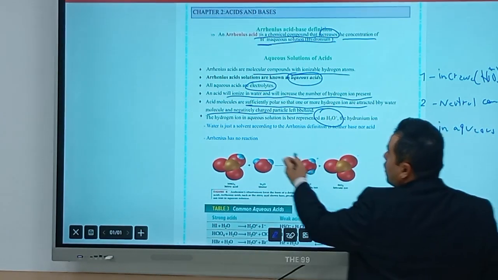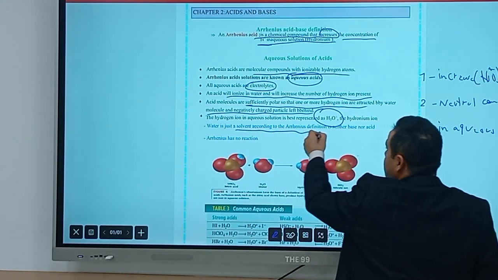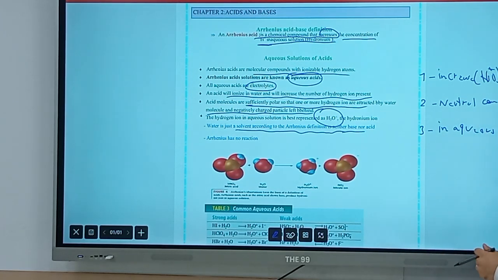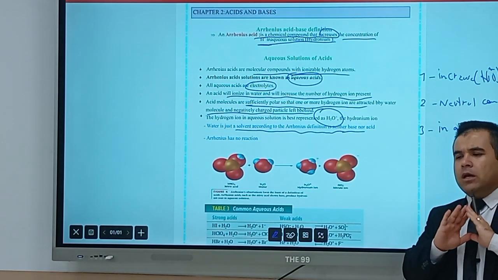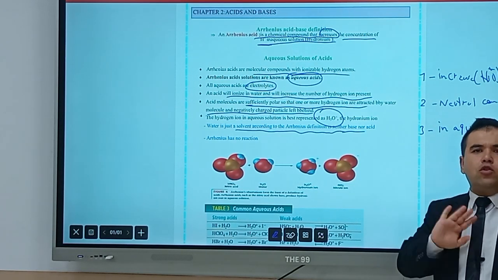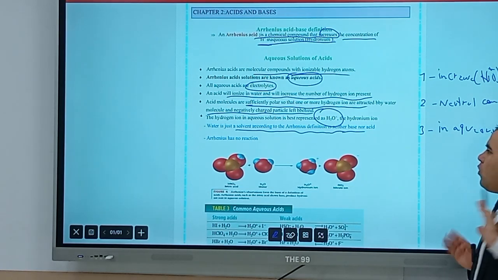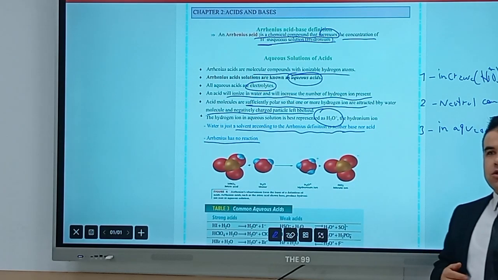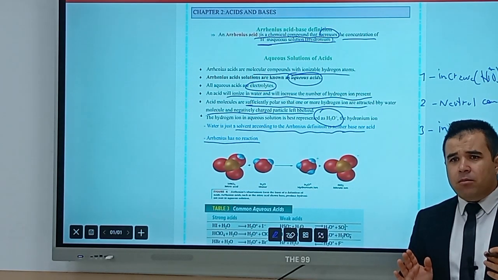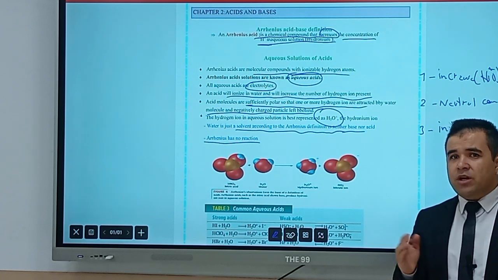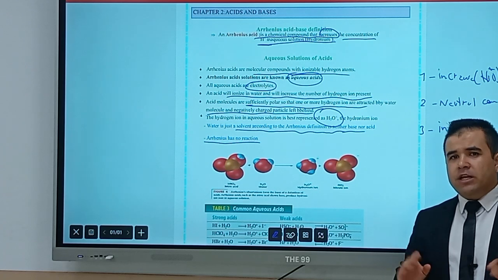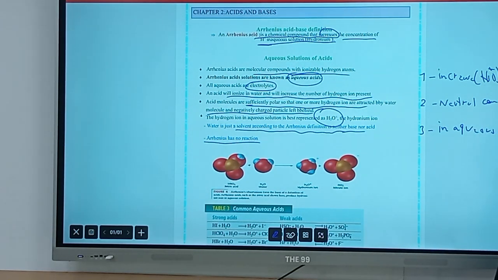According to the Arrhenius definition, water is just a solvent, and is neither a base nor an acid. That's the Arrhenius definition for H2O. And in terms of reaction, Arrhenius has no reaction. So whenever you are asked in the ministerial exam which acid-base definition a reaction belongs to, Arrhenius must be excluded from the options.